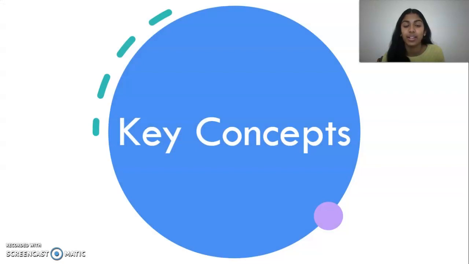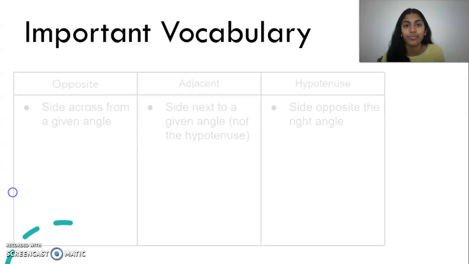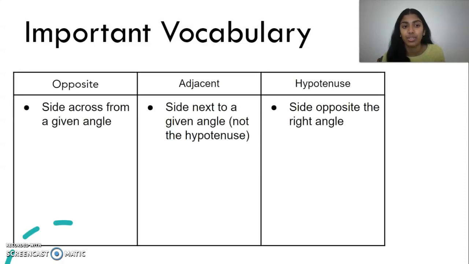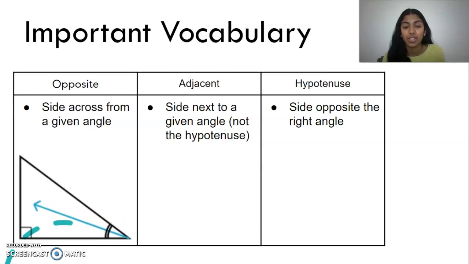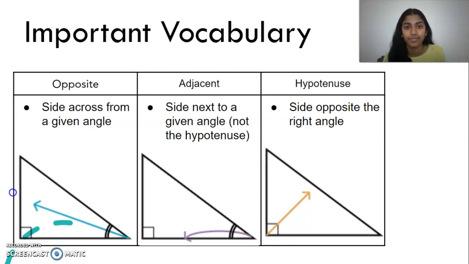Let's go into some key concepts. We can start off with vocabulary. Here are 3 words you will see throughout the unit: opposite, adjacent, and hypotenuse. Opposite is the side across from a given angle, as shown in this picture. Adjacent is the side next to a given angle, but not the hypotenuse, as shown here. Hypotenuse is the side opposite the right angle, as shown in the picture below.